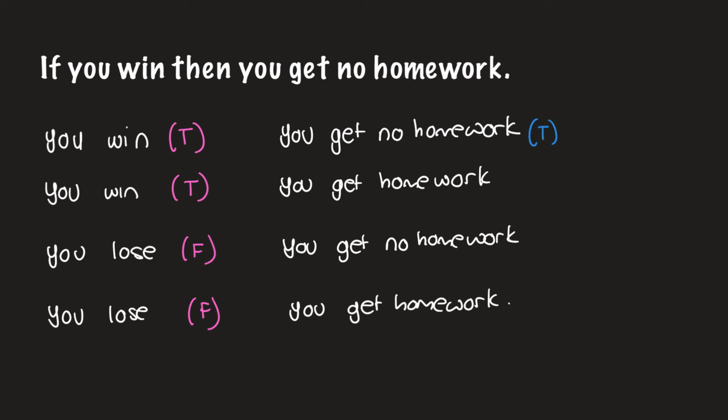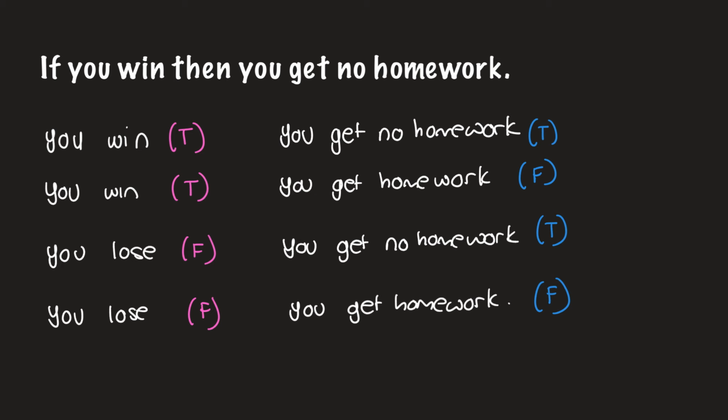Then we're going to go to you get no homework. That's true. It matches the consequent. You get homework doesn't match, and so on. So now we have true and false values for all the data pairs that represent the options in the statement: if you win, then you get no homework.